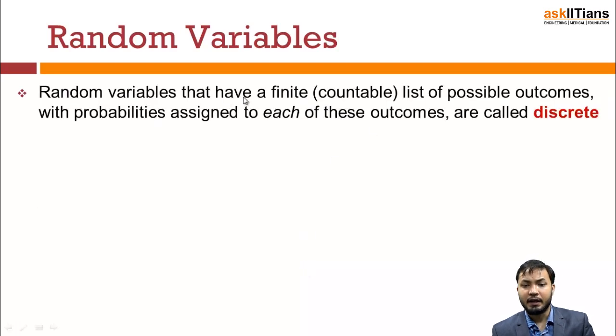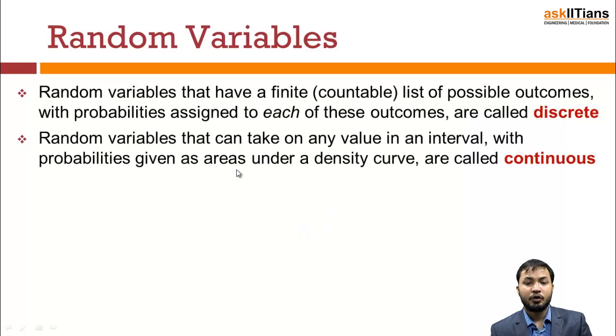Now, if that has a finite list of possible outcomes, with probabilities assigned to each of these outcomes, it is called discrete. Discrete probabilities are calculated for each random variable, and its probability distribution is taken to calculate the probability of a random variable. Random variables that can take on any value in an interval, with the probability given as the area under the density curve, are called continuous probability.